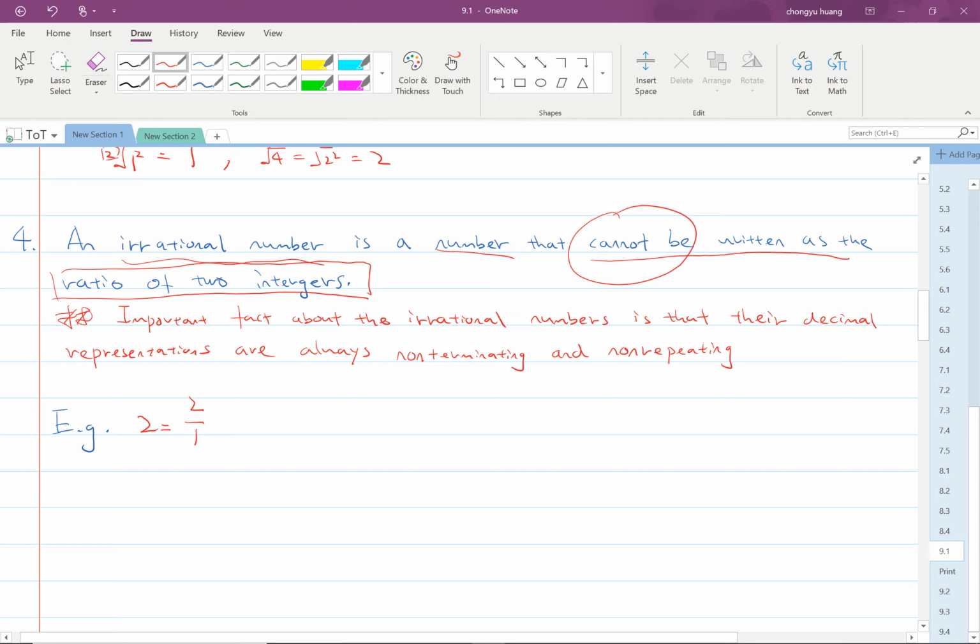So basically this is a ratio of two integers. That means the real number 2 can be written as a ratio. The ratio means something over something. Therefore, this is a rational number.